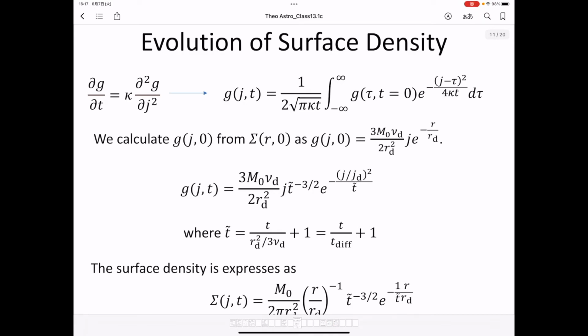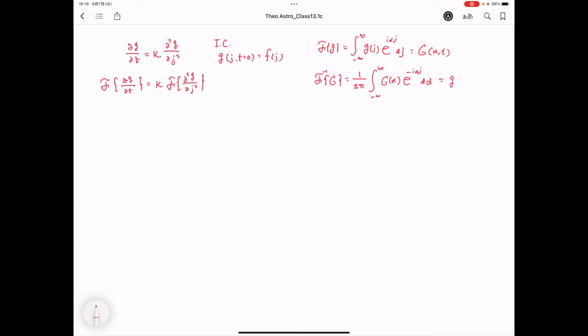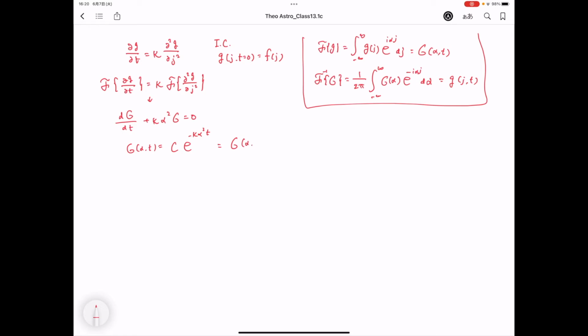Then we'd like to solve this diffusion equation with this initial condition. G of J at t equals 0 is expressed as f(J). We take the Fourier transform on both sides of the equations. So after the Fourier transform, G becomes a function of α and t. Then this ordinary differential equation is quite easy to solve. So instead of C, we can use G(α, 0) times exponential of minus κ α² t.